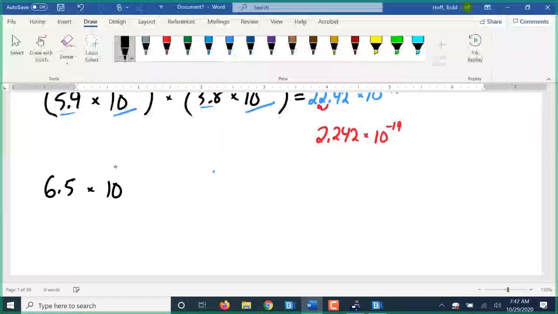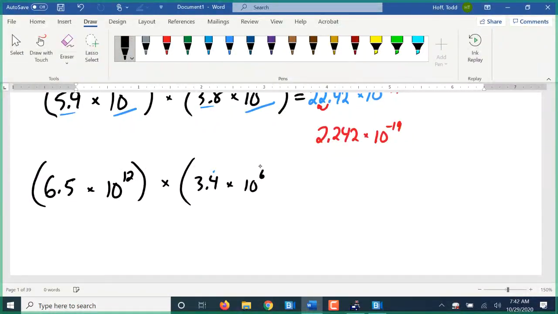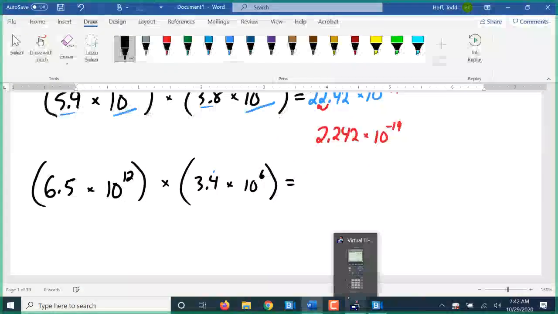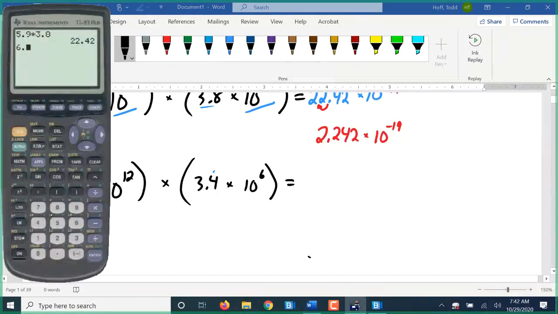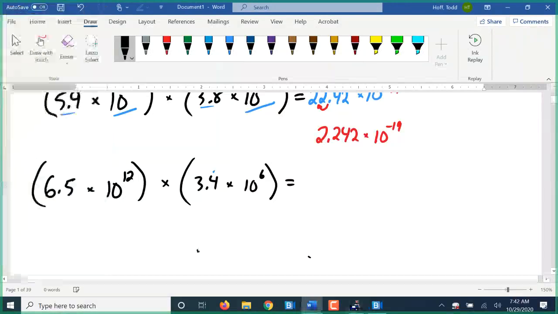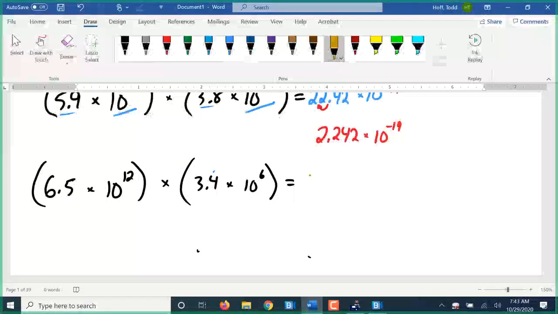Or we might have 6.5 times 10 to the 12th times 3.4 times 10 to the 6th. Well, again, we combine the count. 6.5 times 3.4 is 22.1. Now we combine the names. 10 to the 12th times 10 to the 6th. Again, we're adding powers. 12 plus 6 is 18. That's 10 to the 18th.